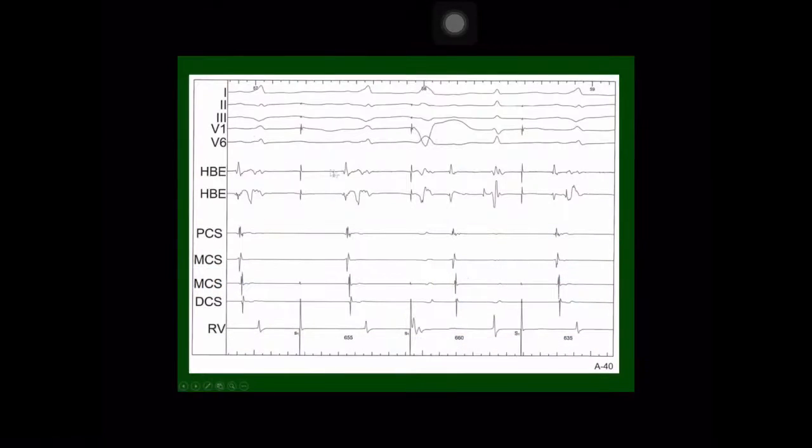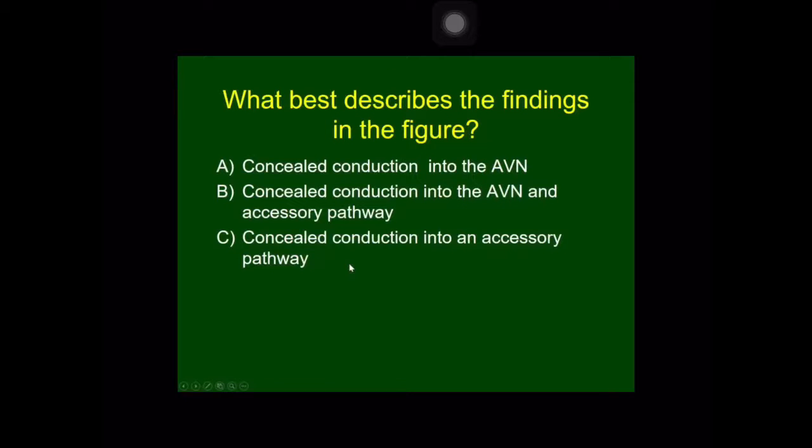This is the tracing you saw, and it's sinus rhythm, and there are ventricular pacing spikes on the bottom, one of which captures. And that's the critical part of this, one of which captures, and then you're asked to analyze the rest of the tracing. So, these are the questions that I asked you in the journal.